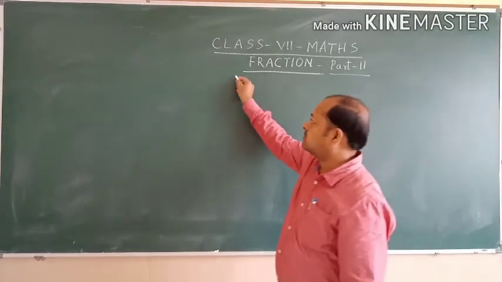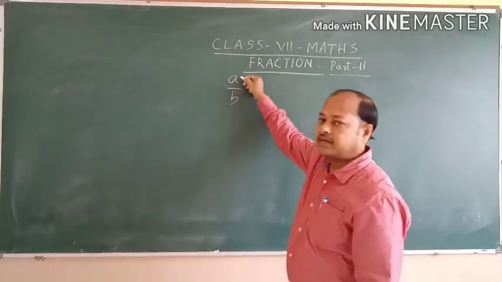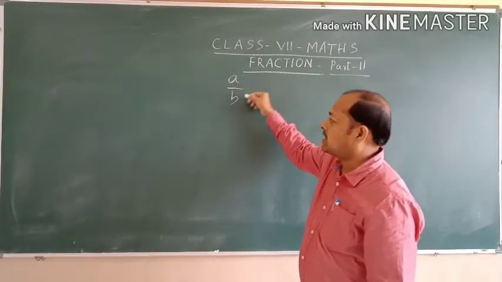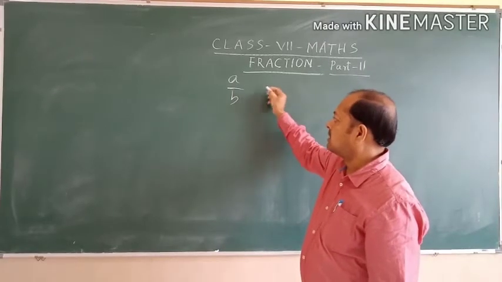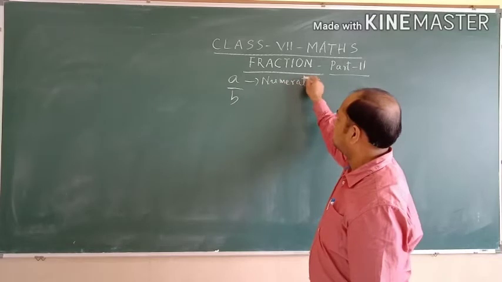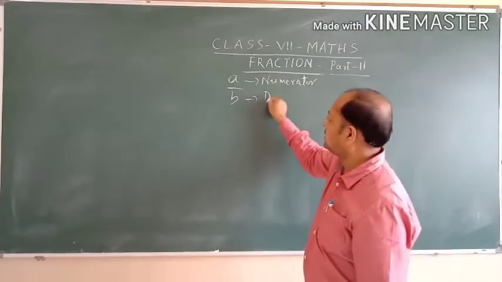So a fraction is a number where a numerator is there and a denominator is there. So a is called the numerator and b is called the denominator.